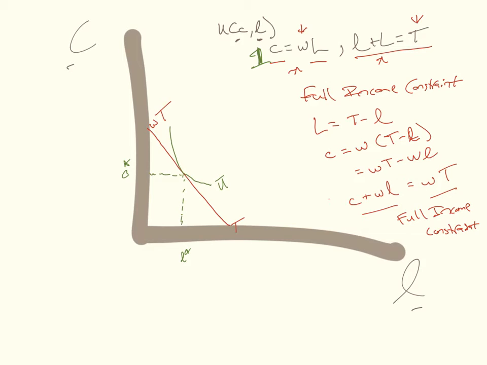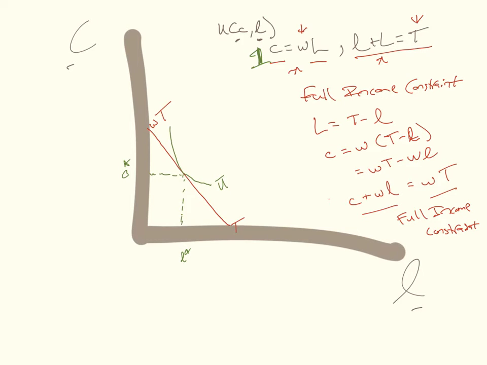And the slope of the indifference curve is the marginal rate of substitution. The slope of the budget line, in this case the full income constraint, is the marginal rate of transformation. So you still have that the marginal rate of substitution equals the marginal rate of transformation. In this case, the marginal rate of transformation is the rate at which you can transfer leisure into consumption, which is W, given that if you give up leisure, you work, and that allows you to buy W units of consumption.